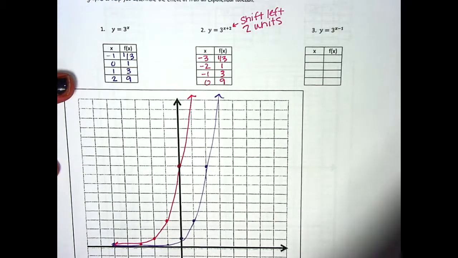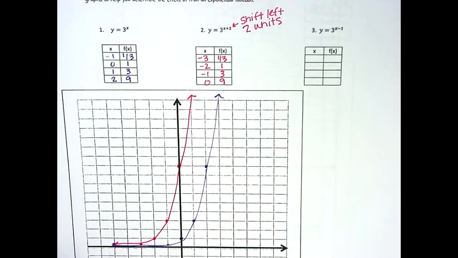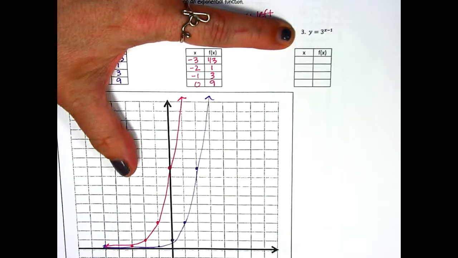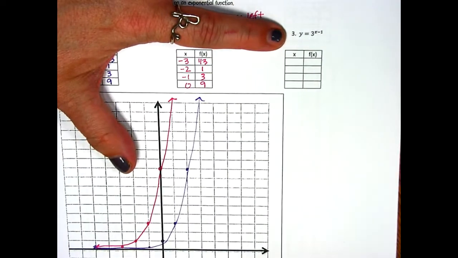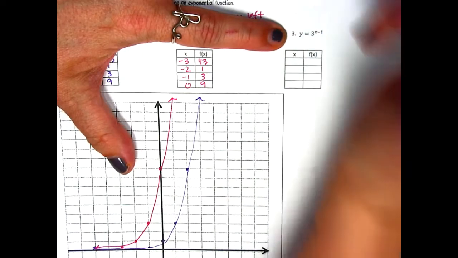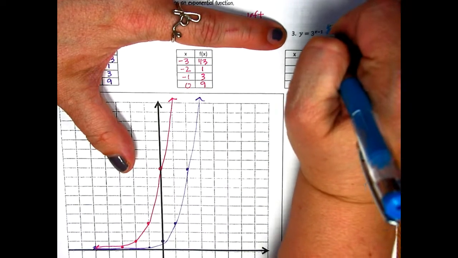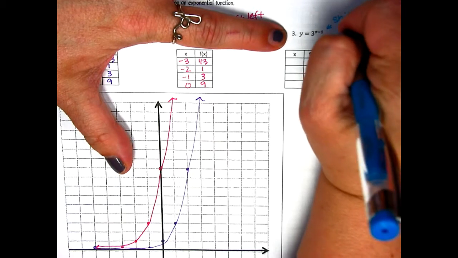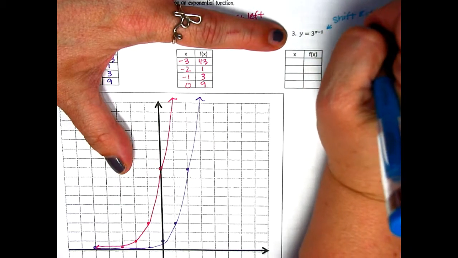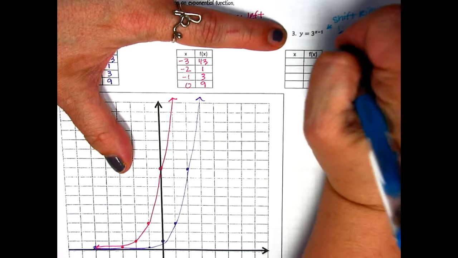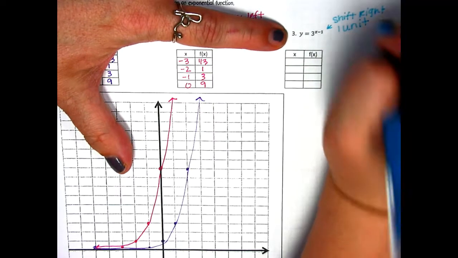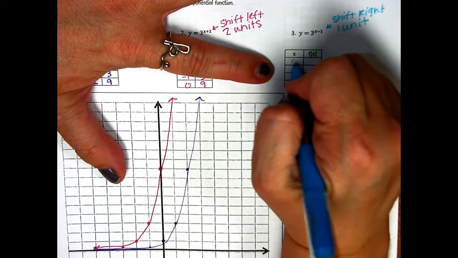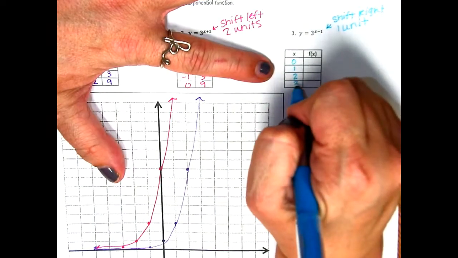Okay, for my next one, my equation is y equals 3 to the x minus 1, which means I substituted a positive 1 for my h. So using what we know, this should shift right 1 unit. Okay, for the domain this time, I'm going to use 0, 1, 2, and 3.